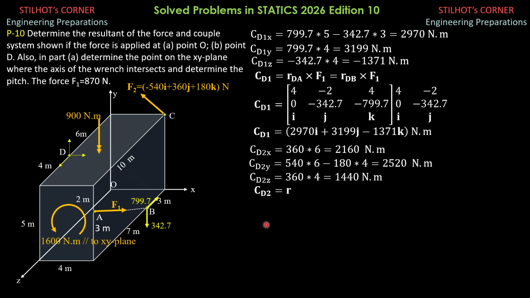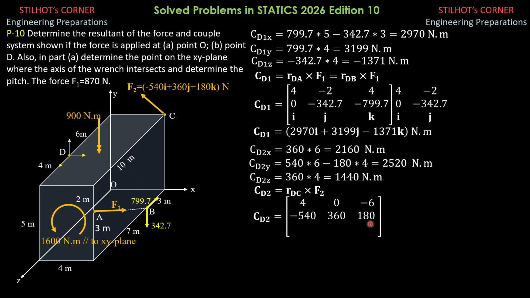So C sub D2 is also RDC cross F2. And there's no other way because there's only one point where F2 lies. So R sub DC is simply going back 6, negative 6K, going right 4. So 4I, 0J, negative 6K. So 4, 0, negative 6.